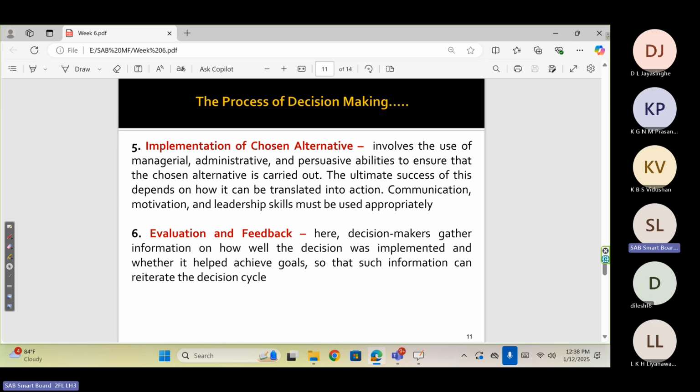Second, compare your results with others, and your periodic results with your past results. That is how the six steps of the decision-making process should be followed. Any other questions?